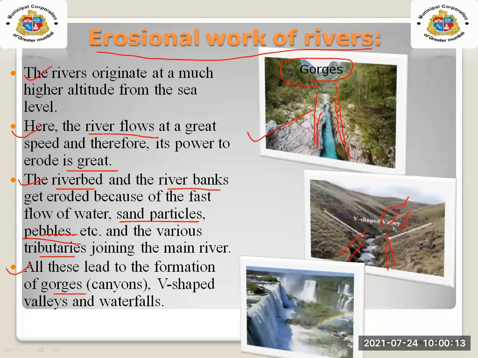So this is the erosional work of rivers. Then they have said V-shaped valleys. Now V-shaped valley means, in the name only, they have explained the valleys which are there with the V shape. Means like this, the valleys are there which you can see on your screen. The two arrows are showing the valleys. And the third example is about the waterfalls. This is the erosion work of rivers.